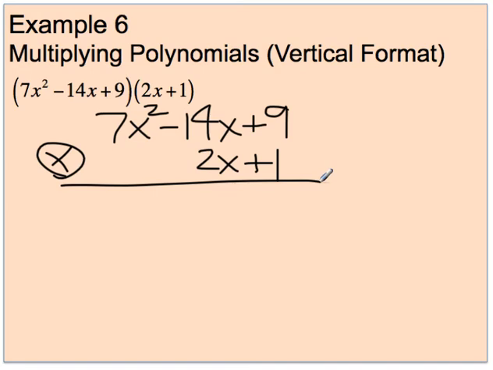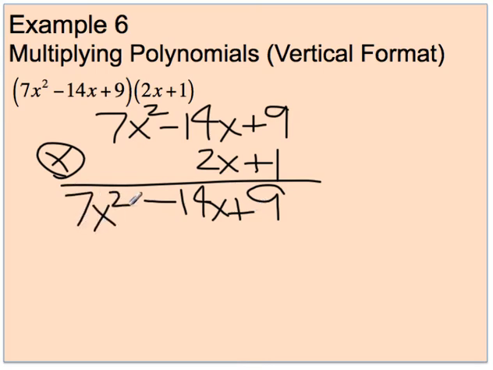So it's very similar to multiplying with whole numbers. We're going to take this 1, and multiply it by the 9, by the negative 14x, and by the 7x squared. So 1 times 9 gives us 9. 1 times negative 14x is going to give us negative 14x. And 1 times 7x squared is going to give us 7x squared.